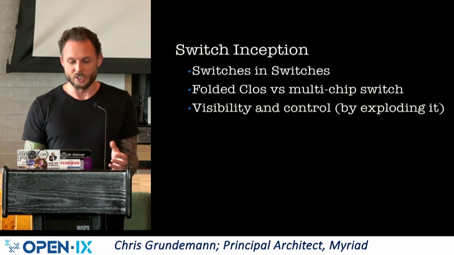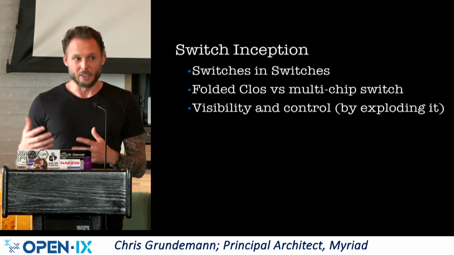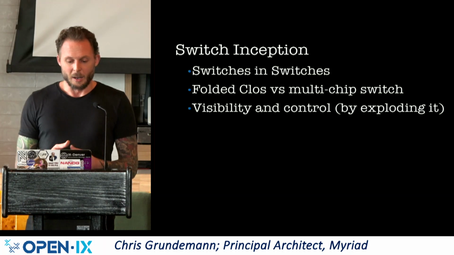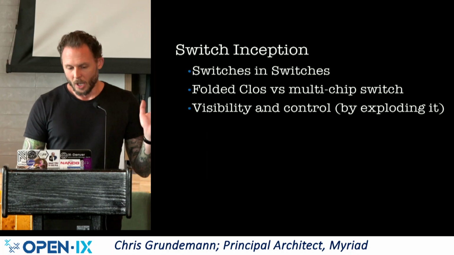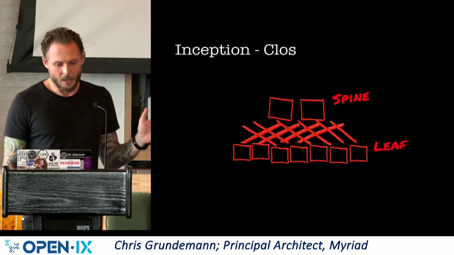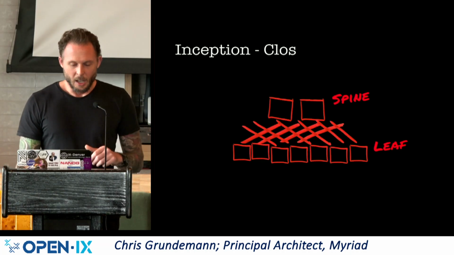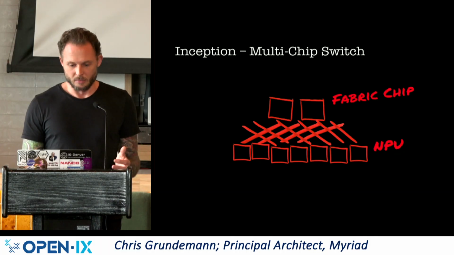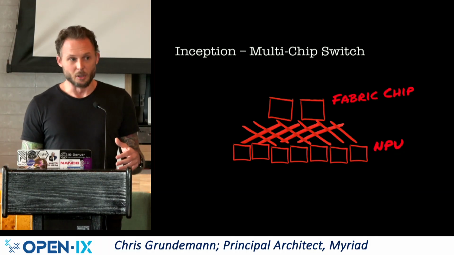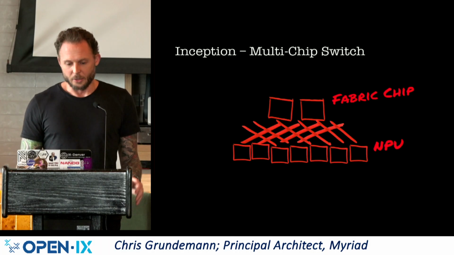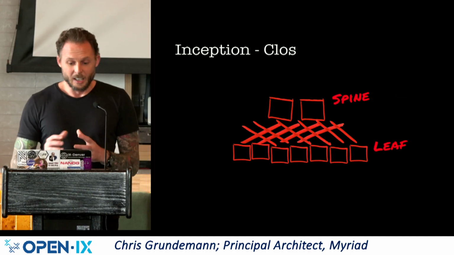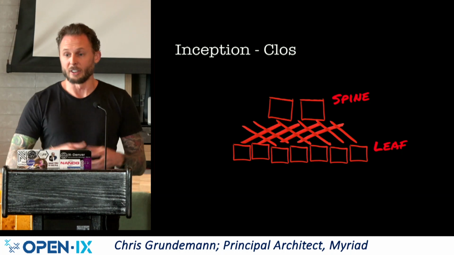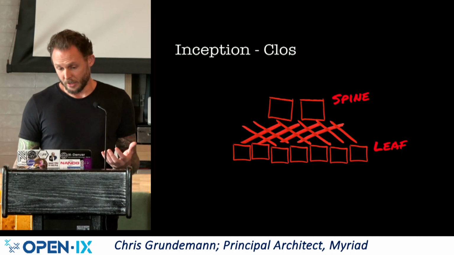One, I would call switch inception, right? So switches inside of switches. This folded Clos versus a multi-switch chip is really what I'm talking about here. And by exploding this, maybe we can have a little bit more visibility and control. So let's look at that Clos network again. You've got the spine and the leaves. And then let's look at a chassis-based switch. There's a fabric chip and there's NPUs, and they're all connected together. So just to make sure we didn't miss it, Clos, multi-switch chip, as we can see, it's kind of the same thing. So what we've really done is exploded that out, which is interesting.